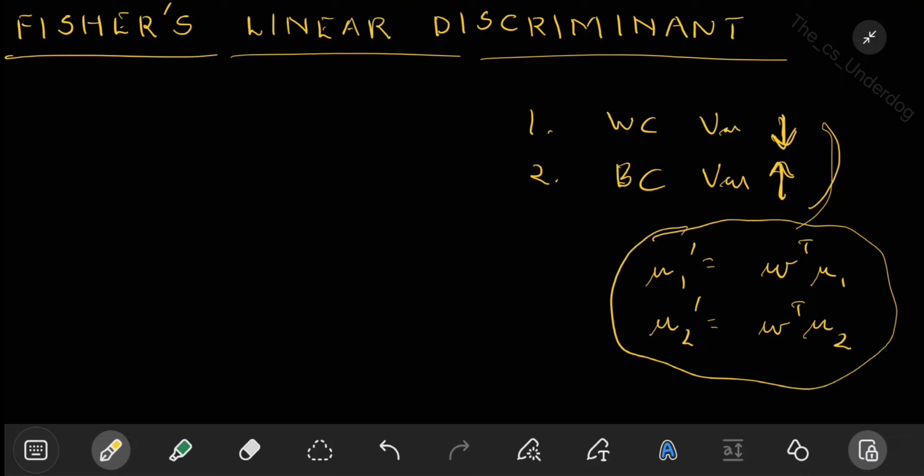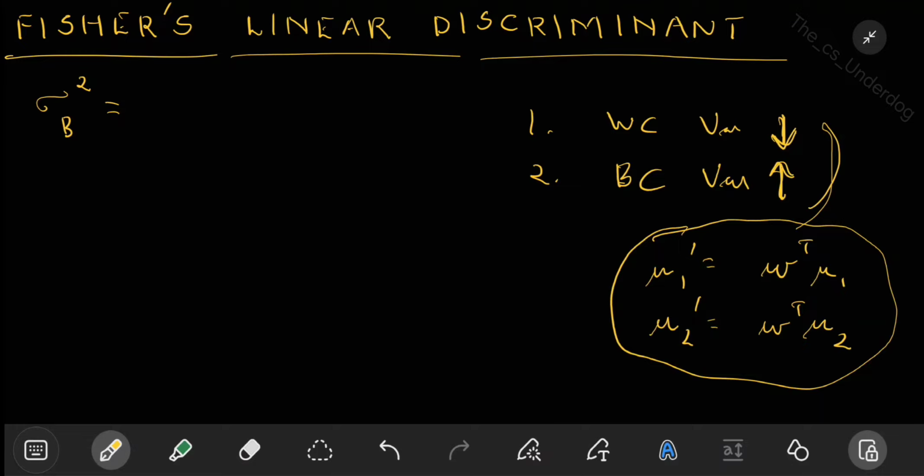So the next thing is between class variance. Like previously we used SB for the scatter matrix, let's use sigma. Sigma B square. Sigma square is basically used for variance. Here it is the between class variance, so I'm using sigma B square. Okay. How will you calculate sigma B square?